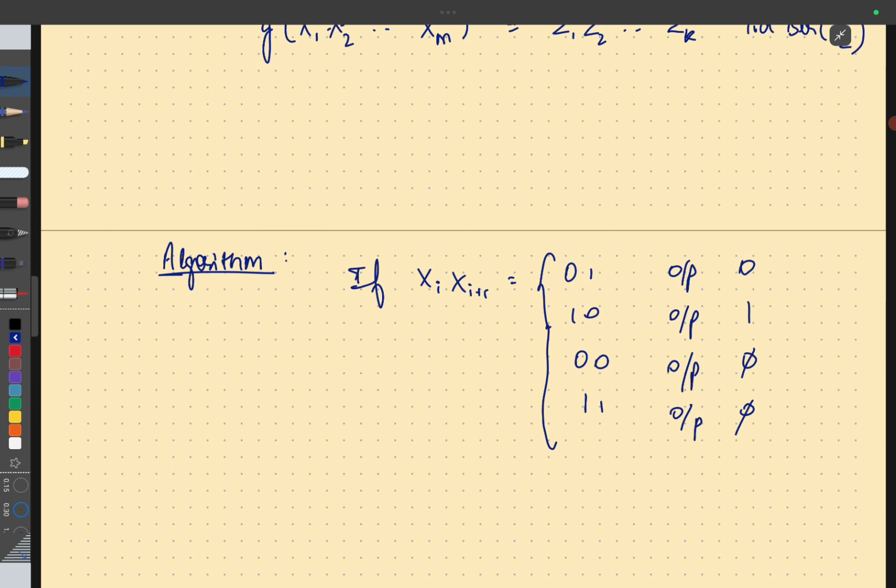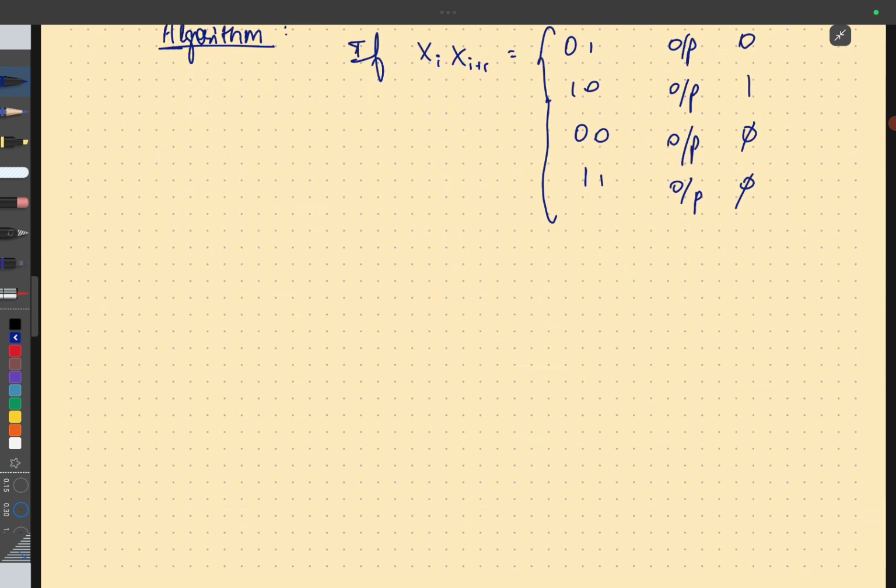Okay. So if I get 0 0, I output the empty string. If I get 1 1, then I output the empty string. So if xi plus 1 is 0 1 or 1 0, I output a zi. If not, I call the function again. The next time I call the function, if I get 0 1 or 1 0, I'm done. I output 0 or 1 and stop. If not, then I again call the function and so on.